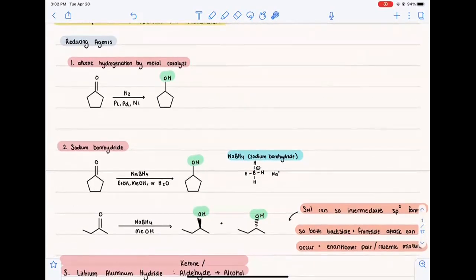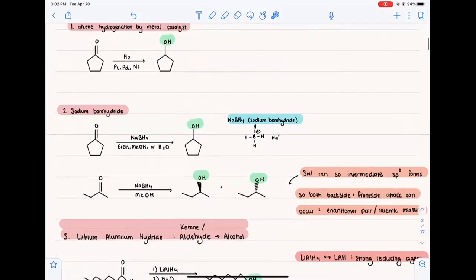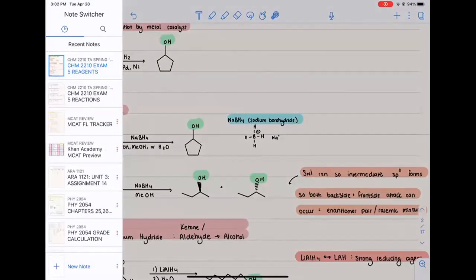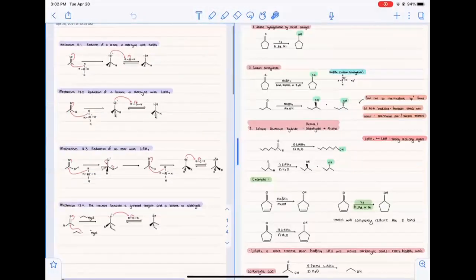But moving on from the alkene hydrogenation by metal catalysts, we have sodium borohydride. Let me see if I have the mechanisms for these.